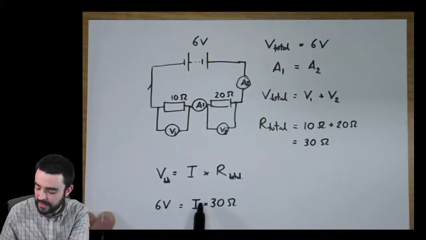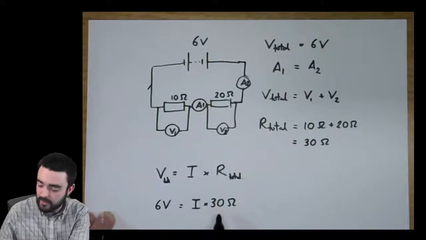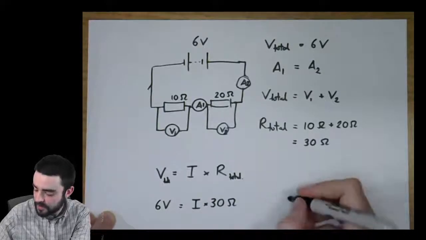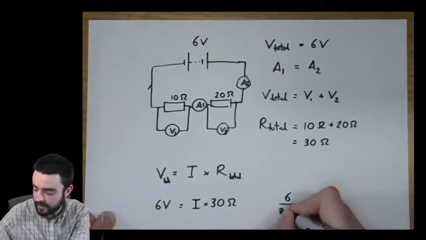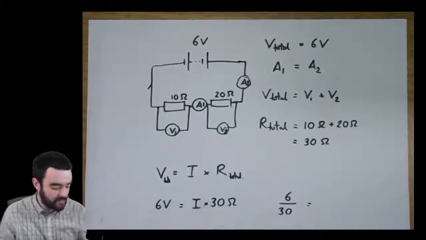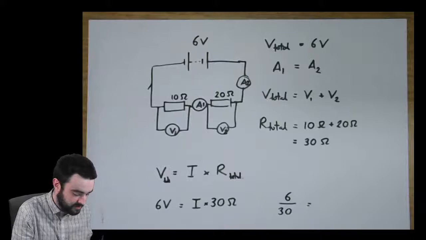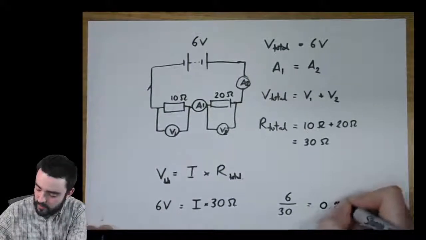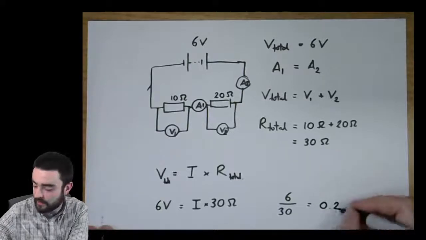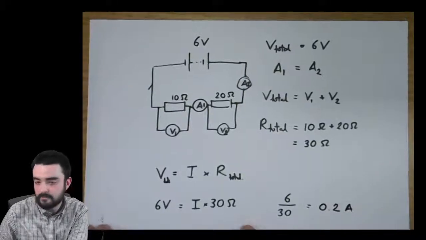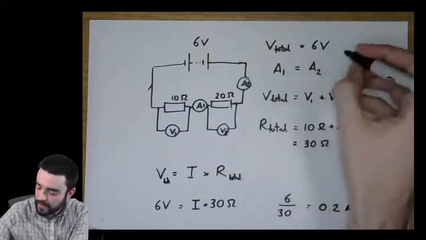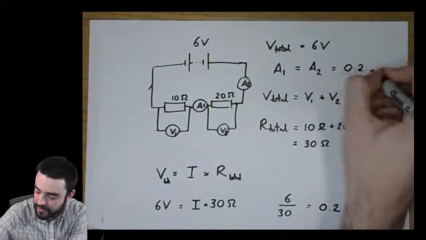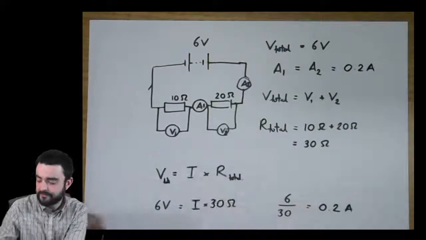So we want to get I on its own. So we divide both sides by 30 ohms. So 6 divided by 30 is equal to 0.2. Then the units for current, amps. So we know that the current is equal to 0.2 amps.